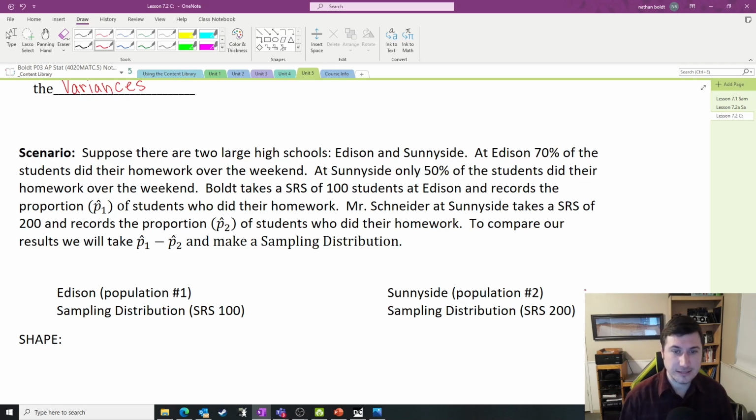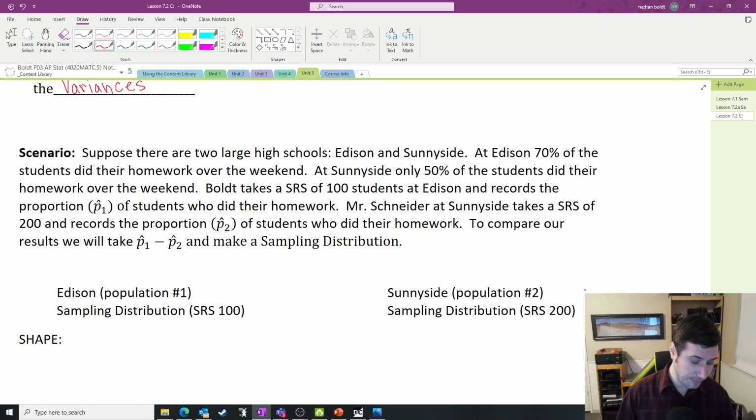Bolt takes an SRS of 100 students at Edison and records the proportion, p̂1, of students who did their homework. Mr. Schneider at Sunnyside, he's the AP Stats guy at Sunnyside, takes an SRS of 200. I guess Bolt's lazy, huh? Takes an SRS of 200 and records the proportion, p̂2, of students who did their homework. So Edison's p1, Sunnyside's p2. To compare the results, we will take p̂1 minus p̂2 and make a sampling distribution.